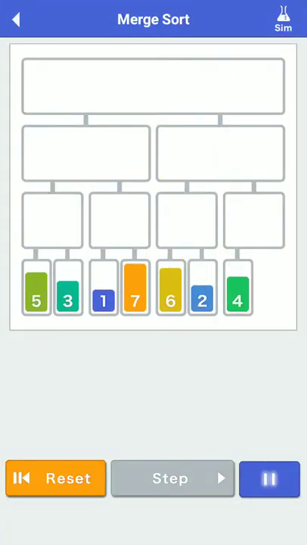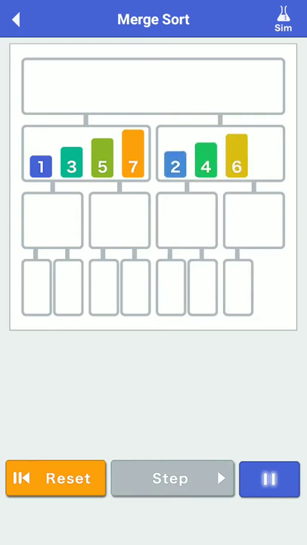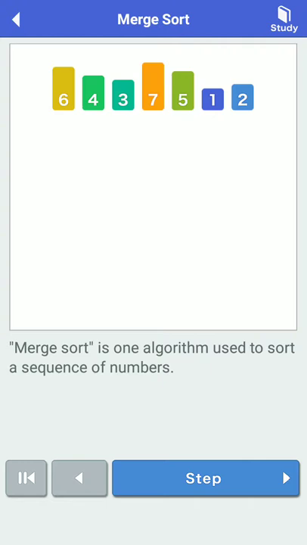Hello guys, in this tutorial we are going to learn about what merge sort is and how we can easily understand it. Merge sort is an algorithm which is used to sort elements. In previous videos we also saw some sorting algorithms, so I'm going to extend the sorting algorithm process again.